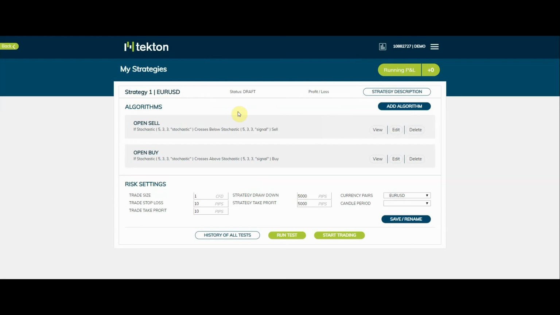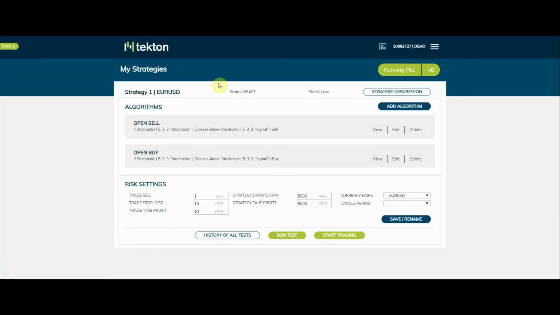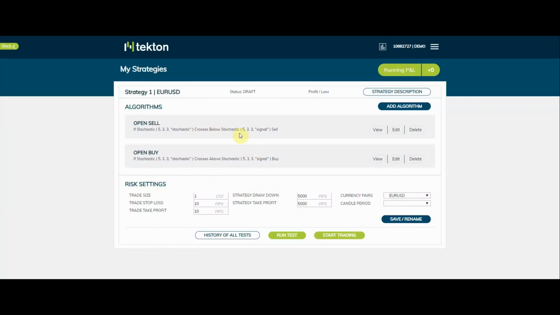And that's how to actually write the stochastic indicator into Tekton. You can add other conditions. For example, if you wanted to cross it below the 70 or above the 30, or 80, 20, or whatever number you want, like you do with the RSI, you can do so as well. But that's how you can use the two lines crossing each other within Tekton.